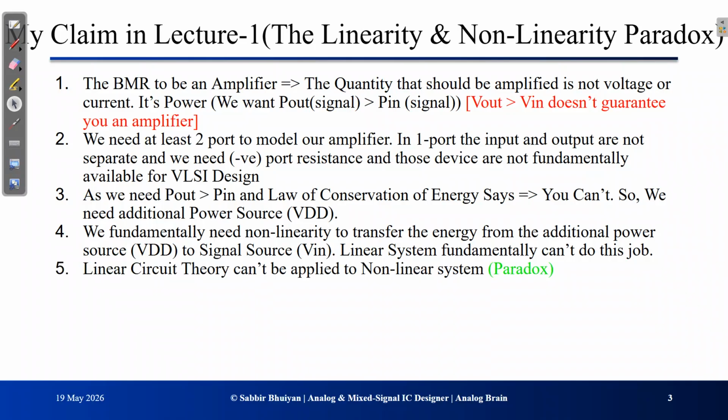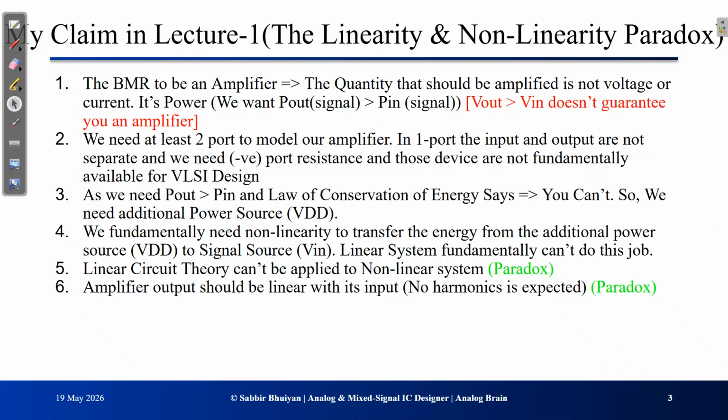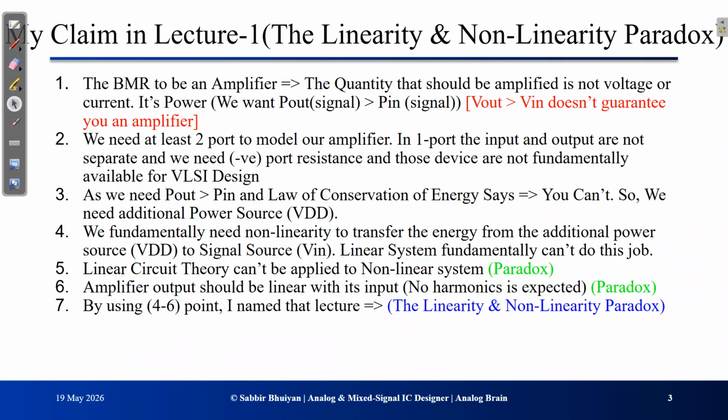Okay, now 5. So the linear circuit theory can be applied to nonlinear systems, where the paradox started. Okay, we are talking about linearity. We need nonlinearity, but linear circuit theory can apply to nonlinear systems. The second thing is the amplifier output should be linear with its input. No harmonics are expected, right? So here is the paradox. By using points 4 to 6, I named that lecture the linearity and nonlinearity paradox.